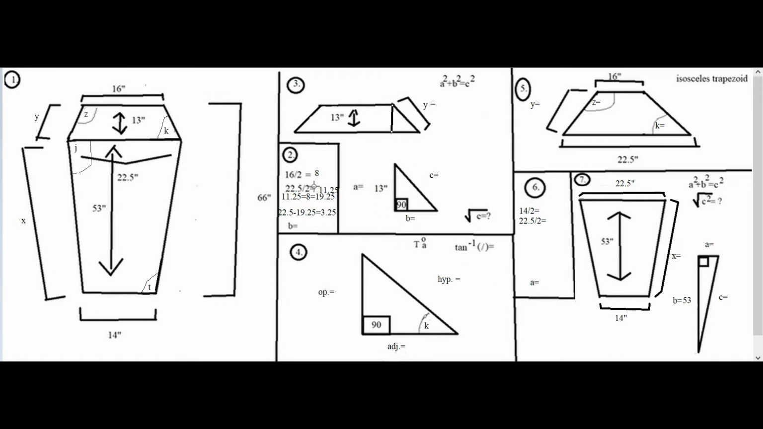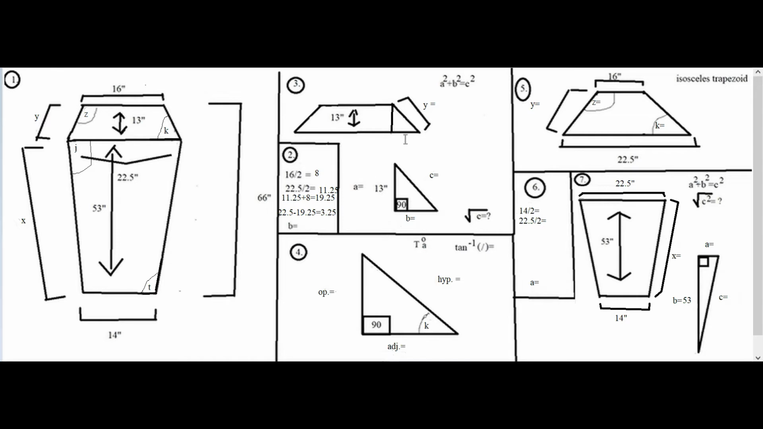In step 2, what we're going to go ahead and do is find out the top part of the trapezoid, and this is actually 16 inches long, or 16 inches width. So 16 divided by 2 will get you 8. And then you're going to want to get the bottom part of the trapezoid, which is 22.5. So 22.5 divided by 2 will get you 11.25. Now you're going to take these two numbers and add them up. So 11.25 plus 8 will get you 19.25.